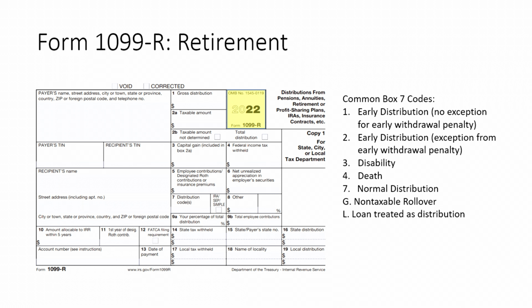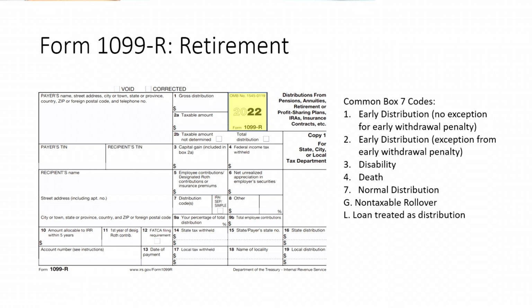If your distribution contained any kind of employee contributions or designated Roth contributions, that's going to be in box 5. Box 6 is going to be related to net unrealized appreciation in employer securities. And the typical example of this, I should say, is let's say I'm working for ExxonMobil. In my retirement account, I have ExxonMobil stock that's appreciated over the years. So that's what's going to be reported in box 6.